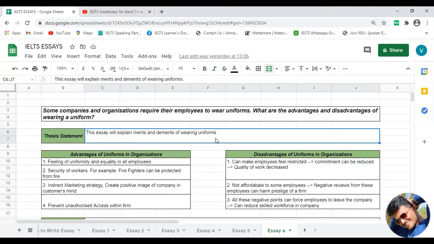I hope, friends, you understand how the introduction can be developed for this particular statement and how the thesis statement can be written. Now it's time to discuss body paragraph number one.